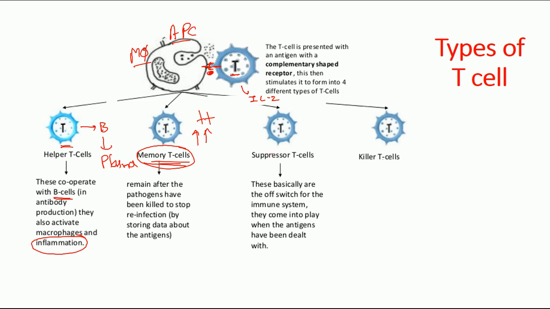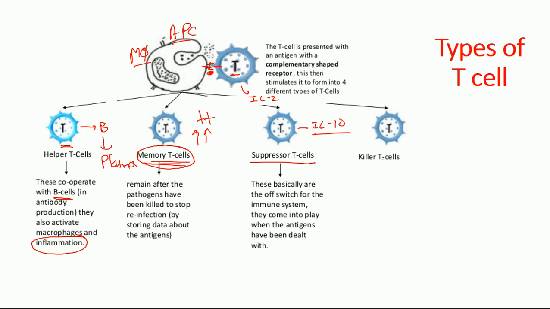In those cases, the suppressor T cells actually switch off the cell mediated immunity by secreting interleukin 10 and similar molecules. This is one type of signaling molecule that can prevent macrophages from developing and growing. So that is very important.